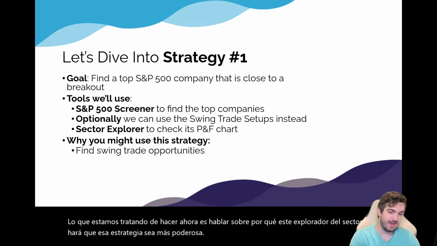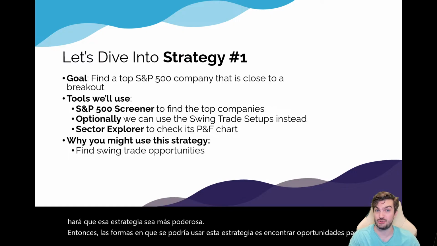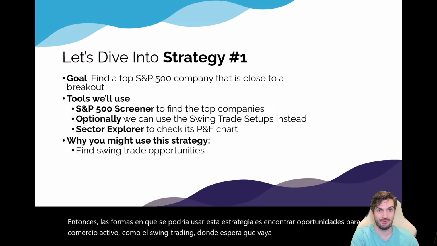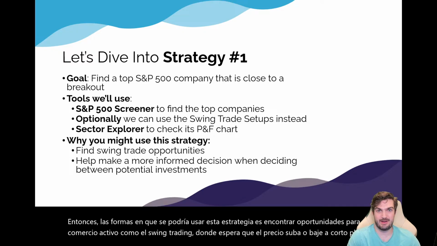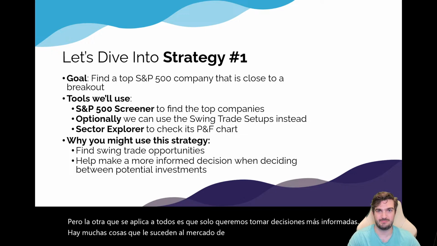So, ways that this strategy could be used is to find opportunities for active trading like swing trading, where you hope the price goes up or goes down in the short term. But the other one that applies to everybody is we just want to make more informed decisions. There is a lot of things that happen to the stock market that we can't account for.